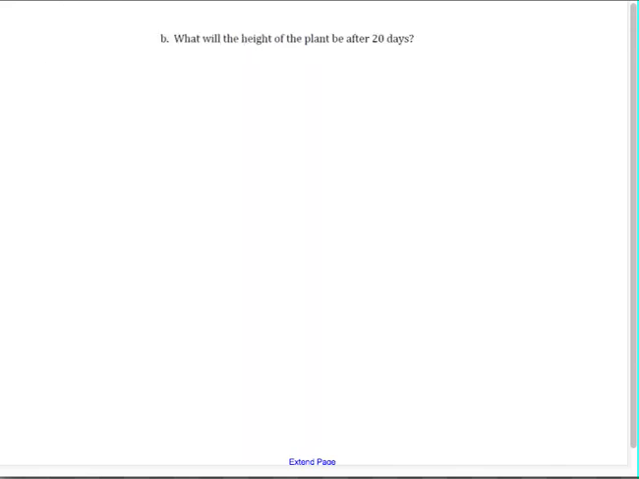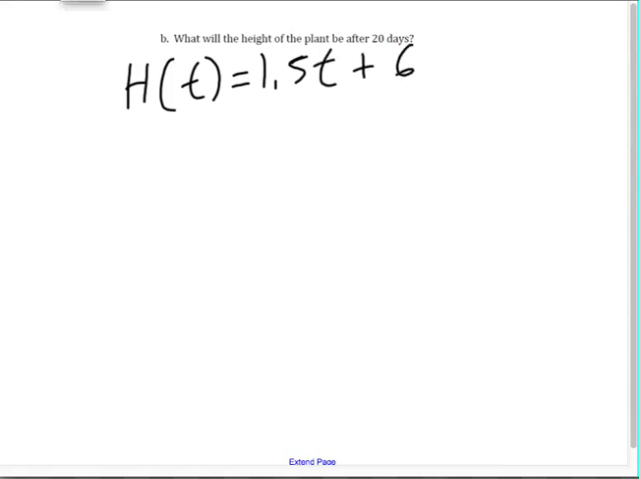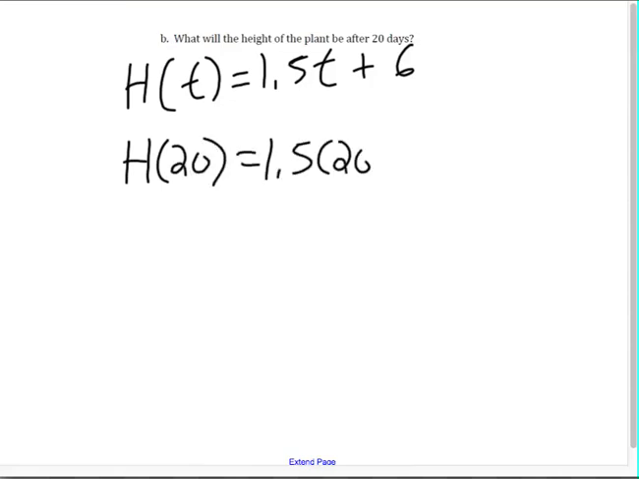B. I'll write this again. H of t is equal to 1.5t plus 6. What will the height of the plant be after 20 days? Okay, so am I given a value of the height, or am I given a time? Clearly time in days, 20. So, therefore, I'm substituting: h of 20 is equal to 1.5 times 20 plus 6. So once again, what I'm really doing is first identifying in B whether I'm given a value of the height or the time. If it's time, I plug in for t. If it's height, I plug in for h of t.